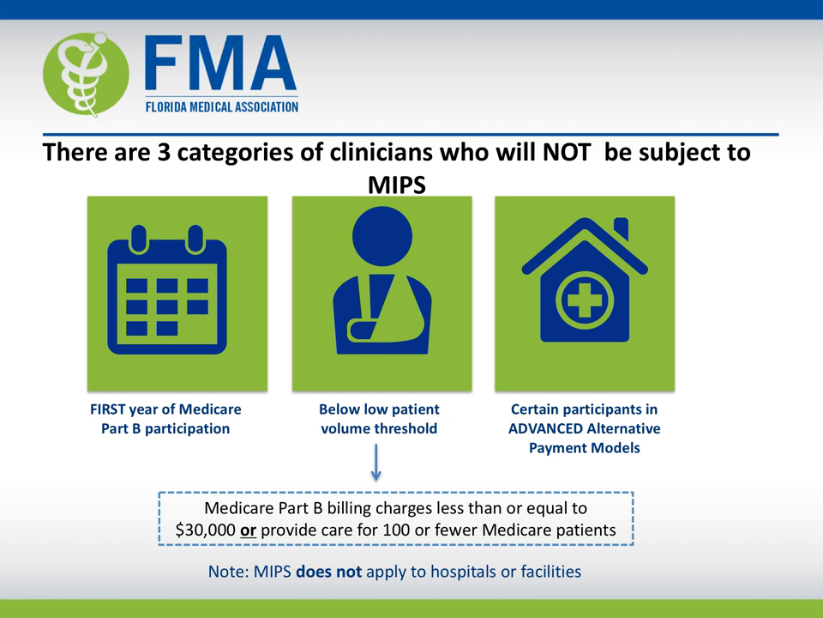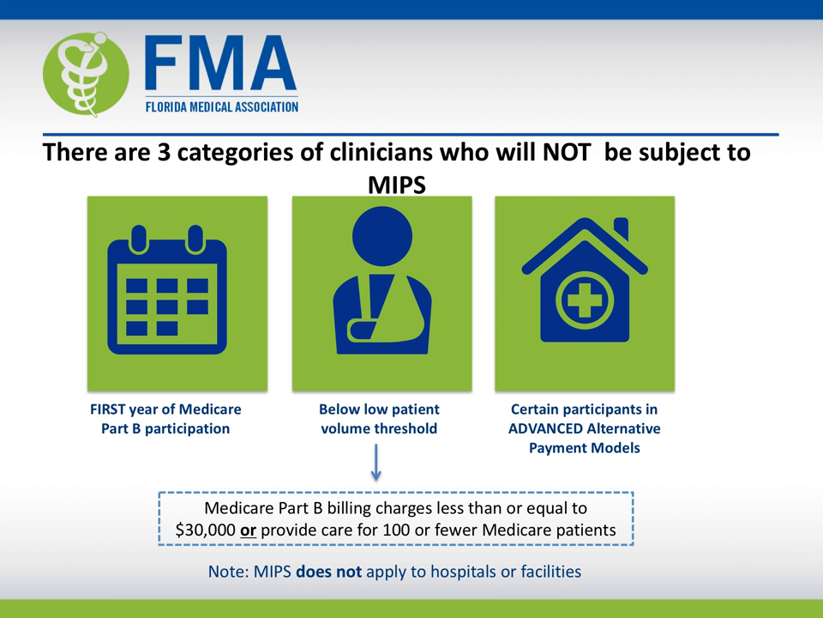So who is exempt from the merit-based incentive payment system? There are three categories of clinicians who are not subject to MIPS. The first are physicians who are new to Medicare Part B participation, if it's your first year in Medicare Part B. The second are physicians and physician practices, or more specifically, physicians and groups based on how you report data under MIPS, who are below a low volume threshold. This low volume threshold is set at either Medicare Part B billing charges that are less than or equal to $30,000, or caring for 100 or fewer Medicare patients. That low volume threshold is not going to apply to a great many practices that take significant Medicare volume.